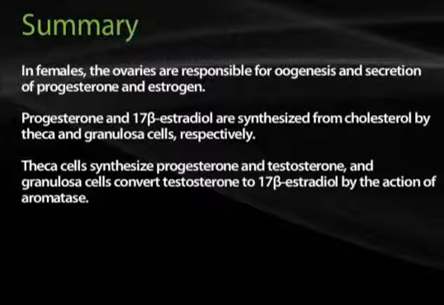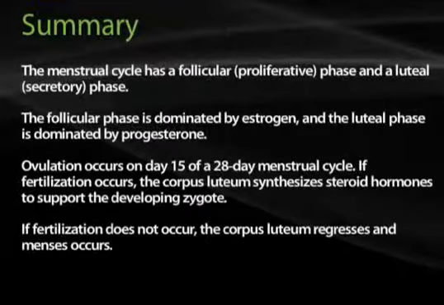The menstrual cycle has a follicular proliferative phase and a luteal secretory phase. The follicular phase is dominated by estrogen, and the luteal phase is dominated by progesterone. Ovulation occurs on day 15 of a 28-day menstrual cycle. If fertilization occurs, the corpus luteum synthesizes steroid hormones to support the developing zygote. However, if fertilization does not occur, the corpus luteum regresses and menses occurs.